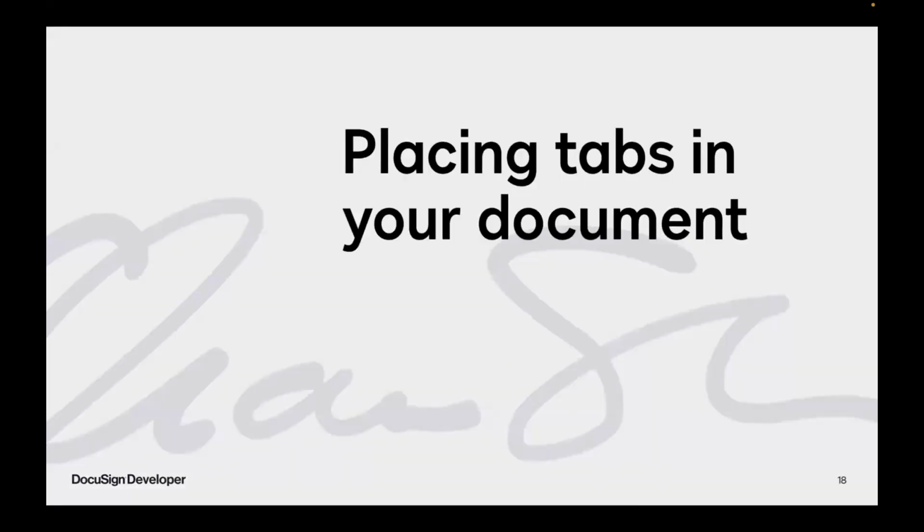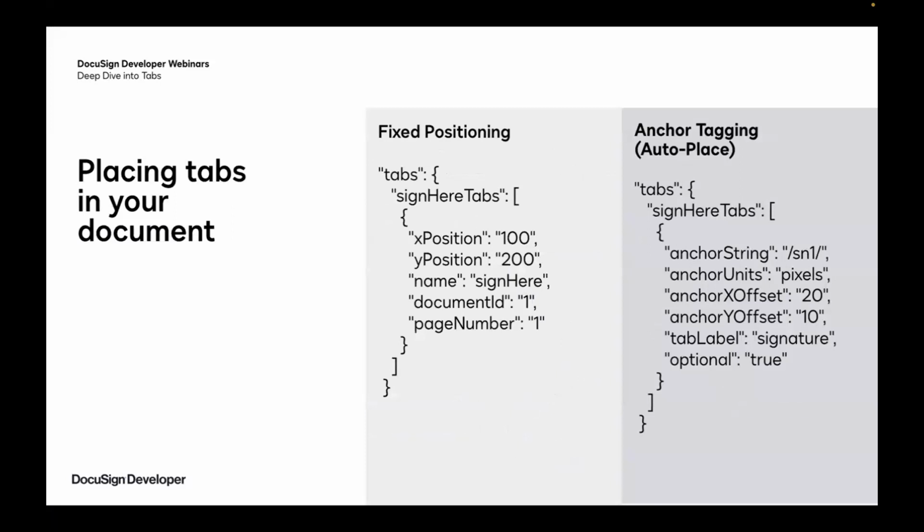And then talking a little bit about placing tabs in your document. So how do we get the tabs to appear where we want them to on the document or on the page? So you have 2 different options for this. One is through X and Y coordinates, and that's fixed positioning. Or you can also use anchor tagging, and we sometimes call that auto place, using anchor strings.